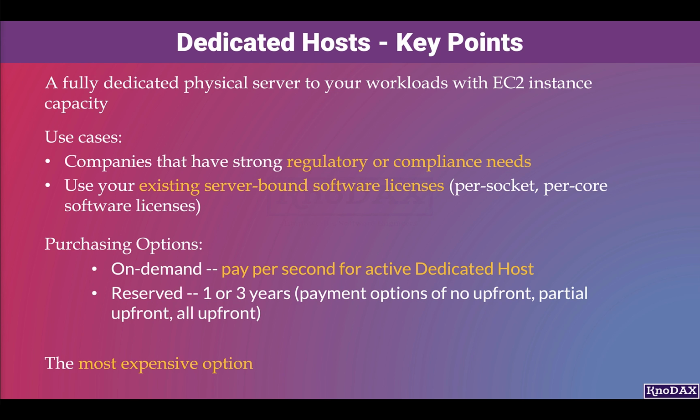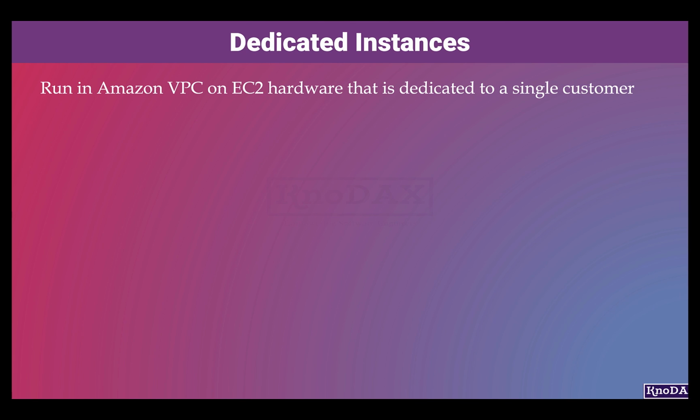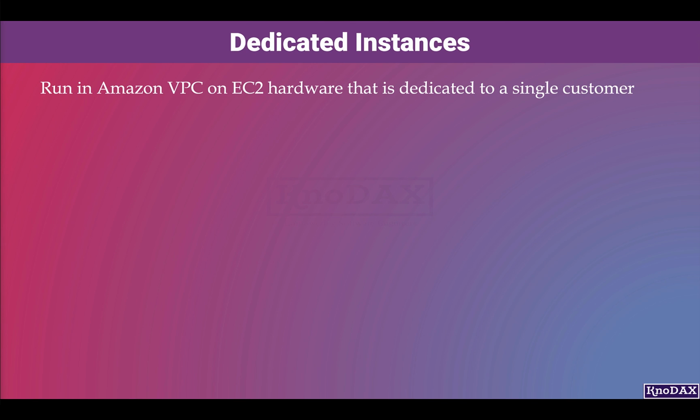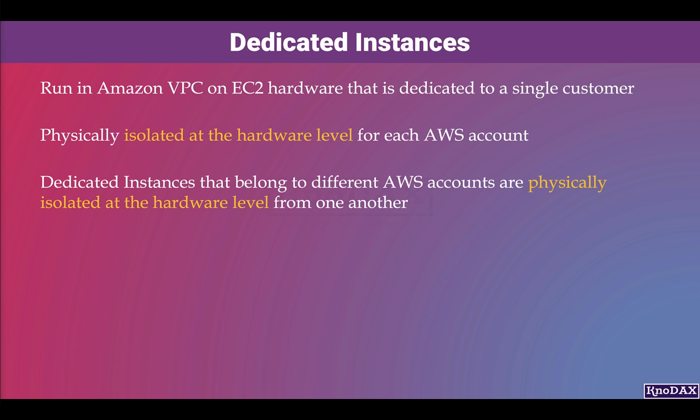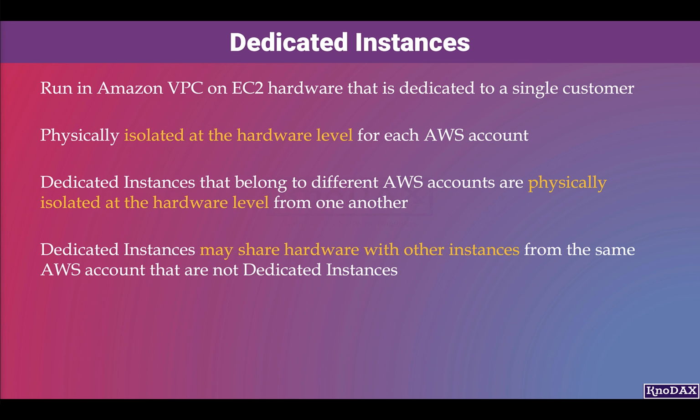Now let's discuss dedicated instances. Dedicated instances run in Amazon VPC on EC2 hardware that is dedicated to a single customer. Dedicated instances are physically isolated at the hardware level for each AWS account. In other words, dedicated instances that belong to different AWS accounts are physically isolated at the hardware level from one another. However, dedicated instances may share hardware with other instances from the same AWS account that are not dedicated instances.